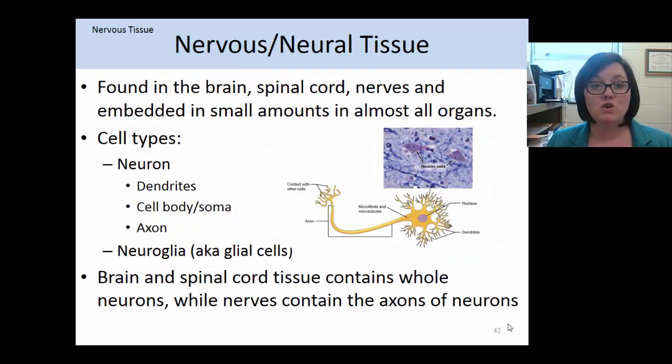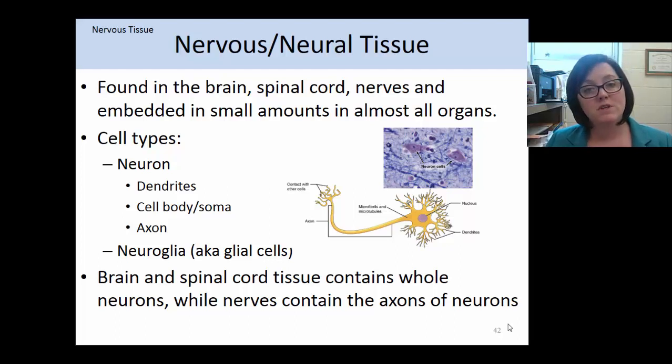Last up is nervous tissue or neural tissue. This is found primarily in the brain, spinal cord, and nerves, but it's also embedded in small amounts in almost all of our organs. So like we have some in our skin for detecting pain and temperature, for example, but we have some in our heart because it tells our heart to beat faster or slower.